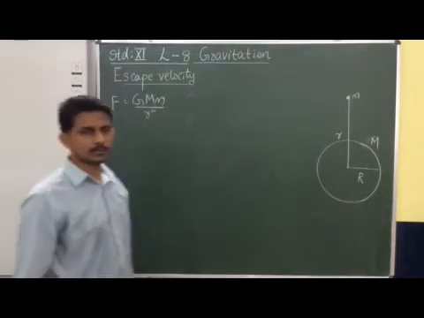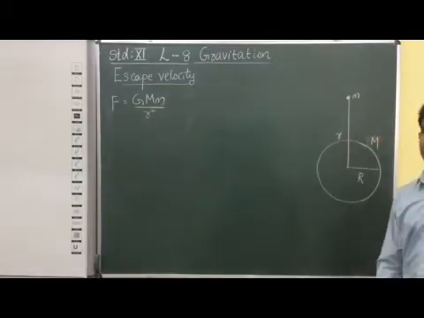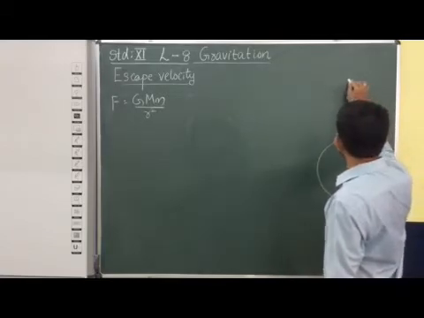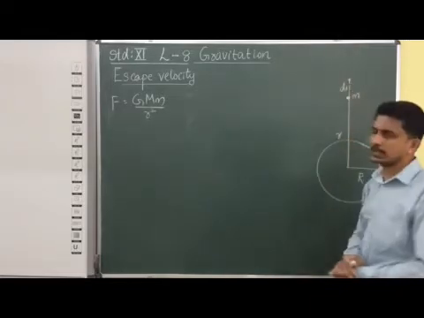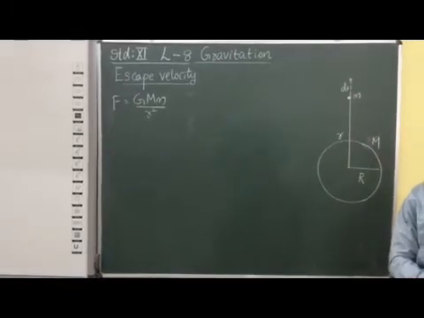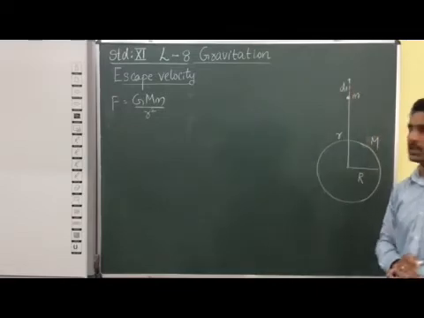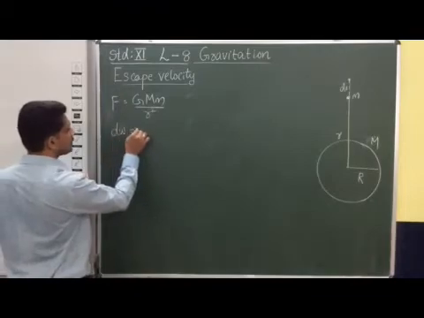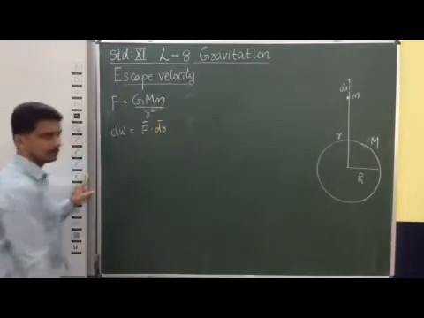Now we consider a situation where this object is displaced through a small displacement dr. It reaches this point, and the corresponding displacement is taken as dr. In order to displace the object, work must be done, and we calculate the corresponding work done as dW. So dW is equal to F dot dr.